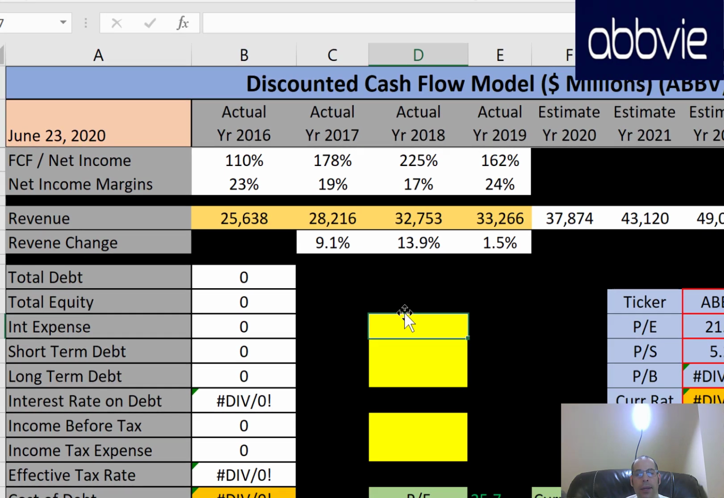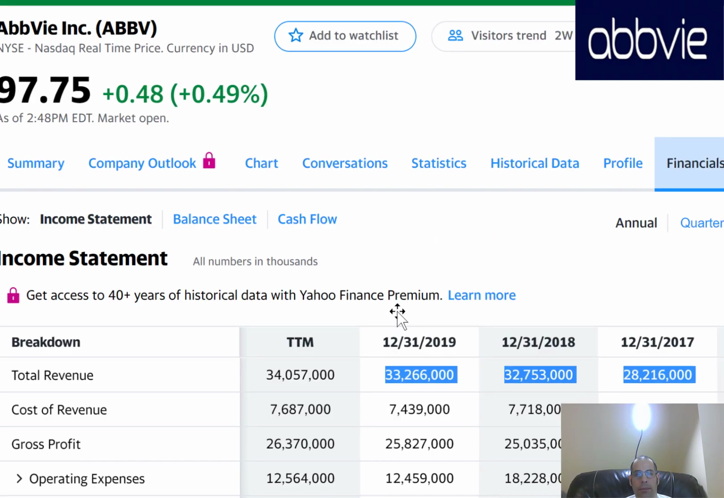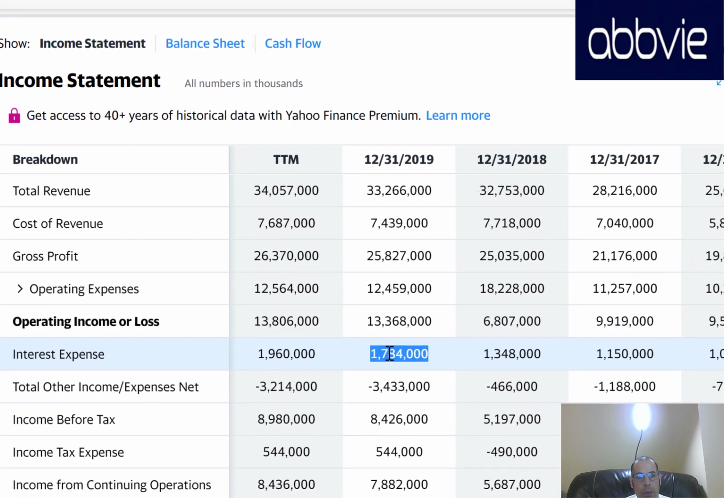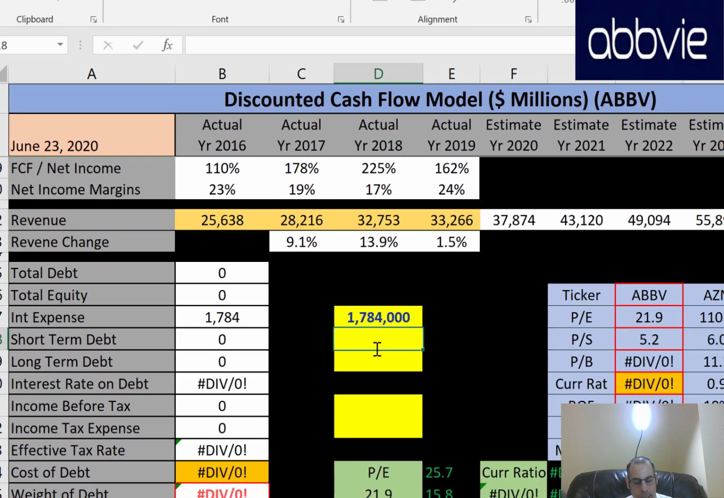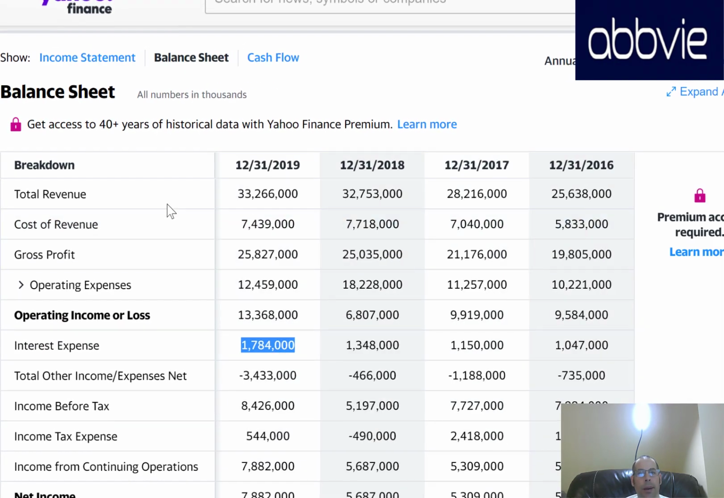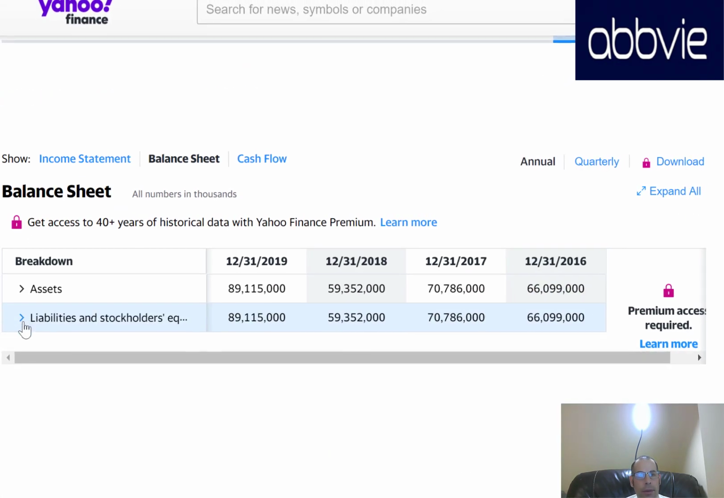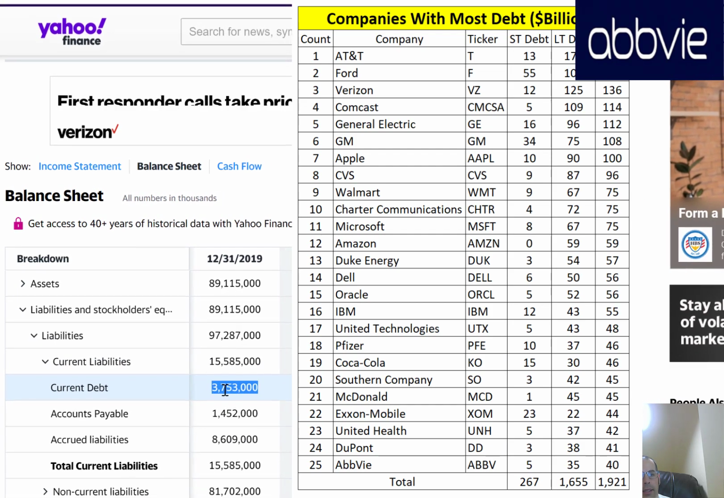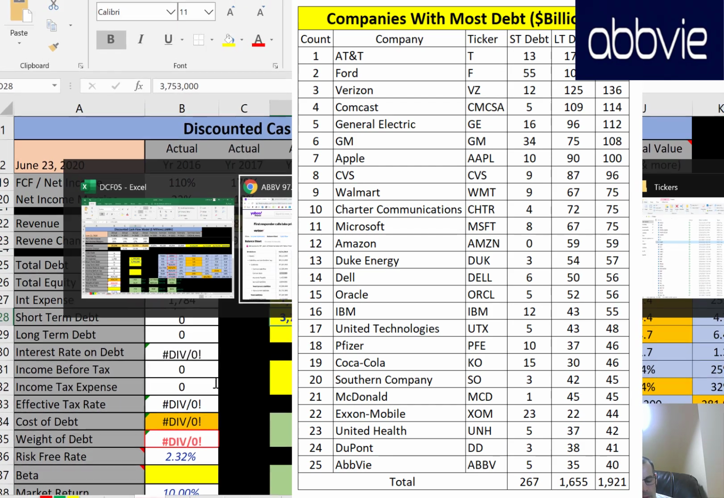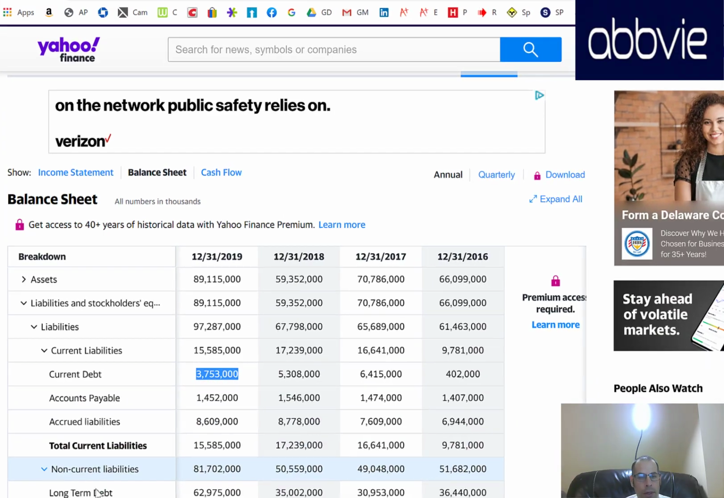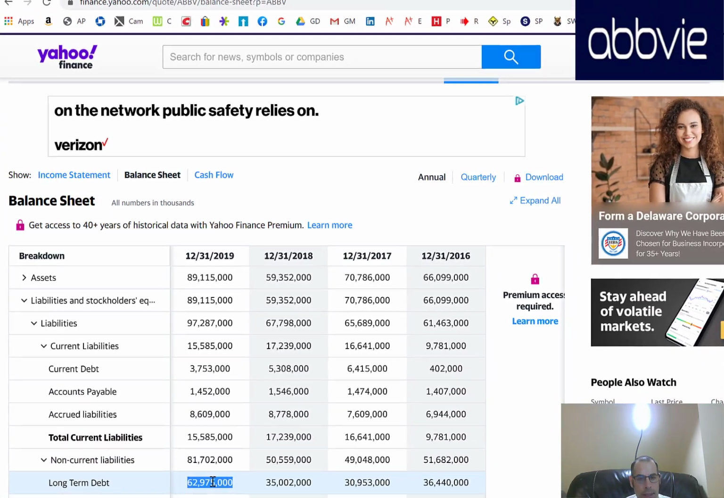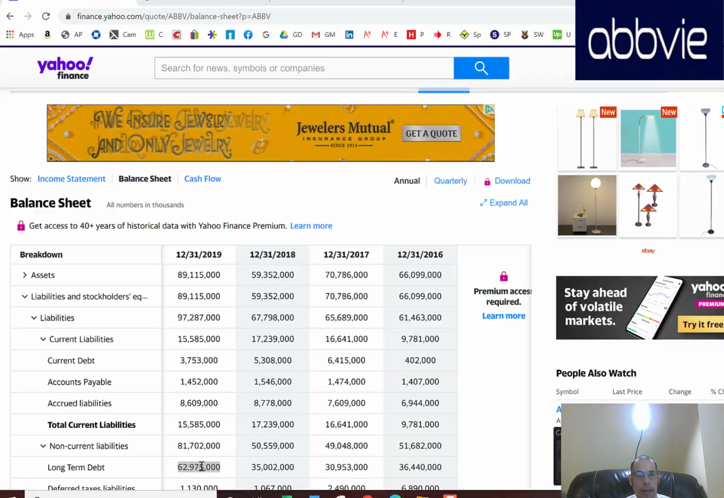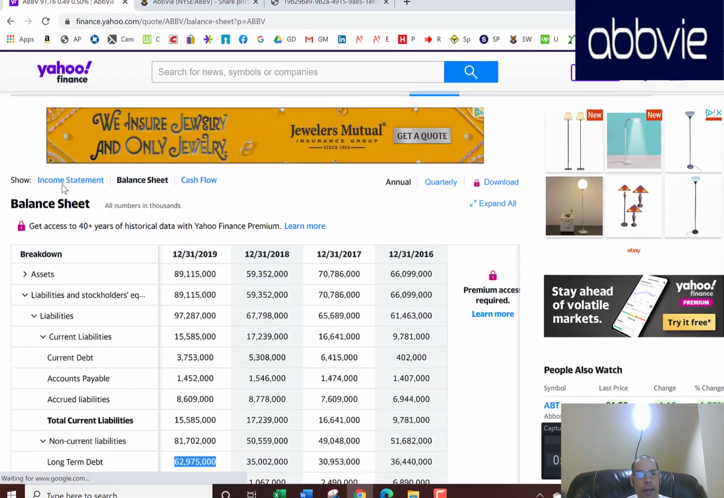Now let's figure out the discount rate we need to apply to the future cash flows. So they paid $1.8 billion of interest on their debt. And let's go to the balance sheet, see how much debt they have. So current debt is $3.8 billion, that's due within 12 months. And long-term debt of $63 billion, that's due after 12 months. So they pay 2.7% interest on their debt.